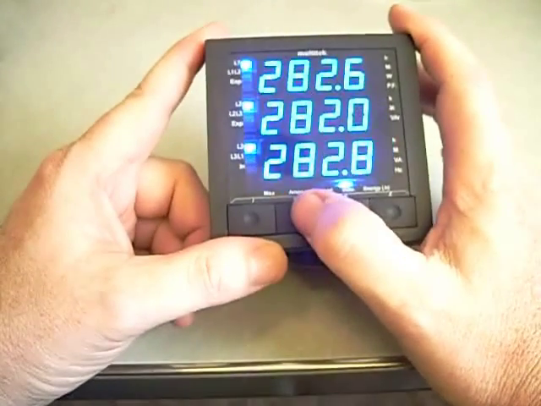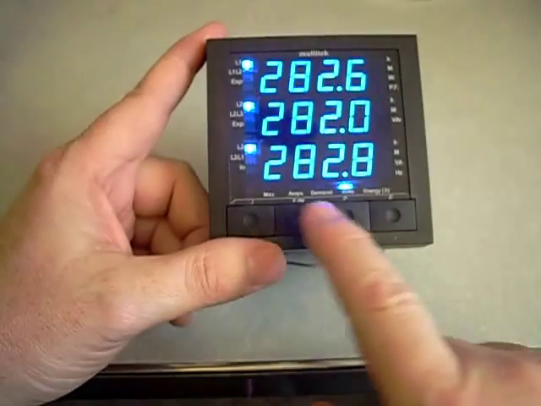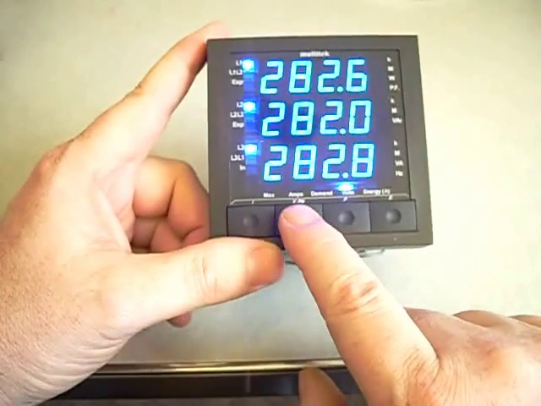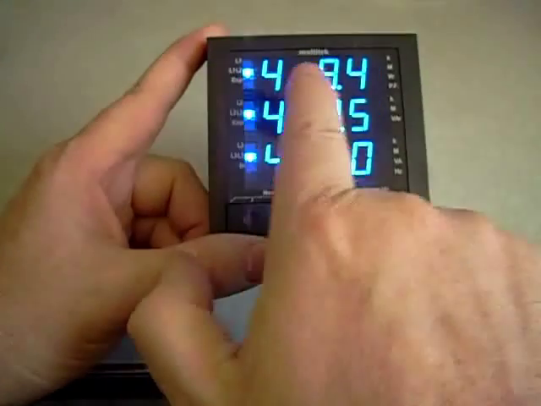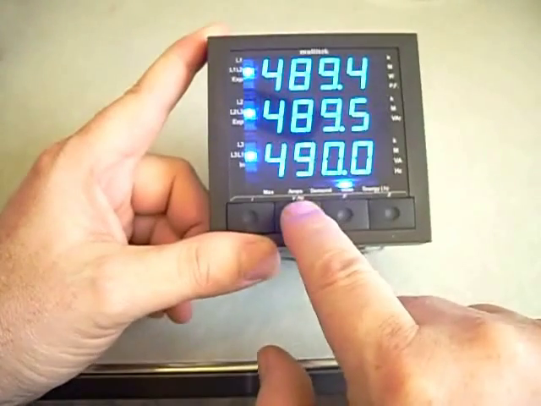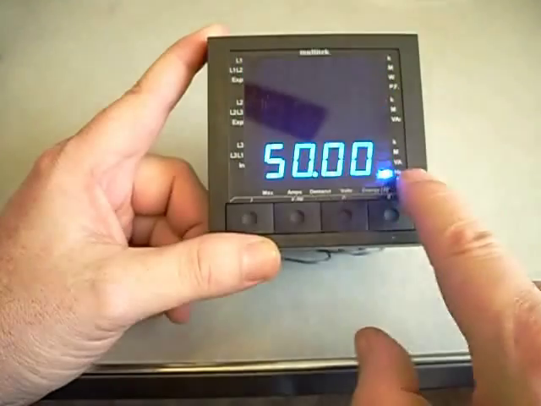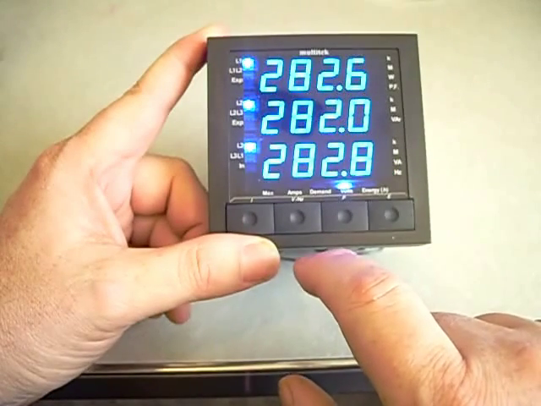Now volts, line 1, line 2, line 3, volts. Then line 1 to line 2 is 489, line 2 to line 3, etc. Here's the AC frequency. And back around.